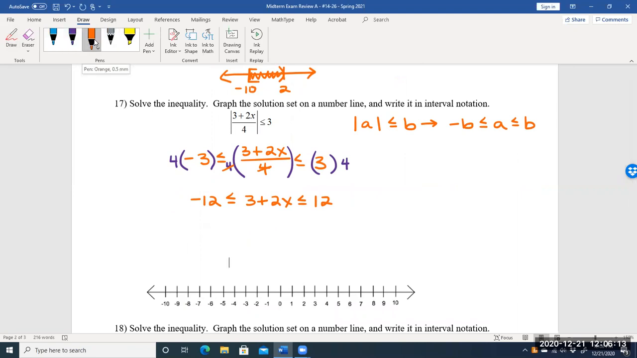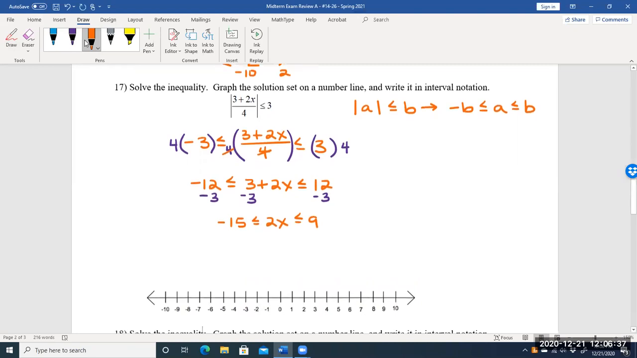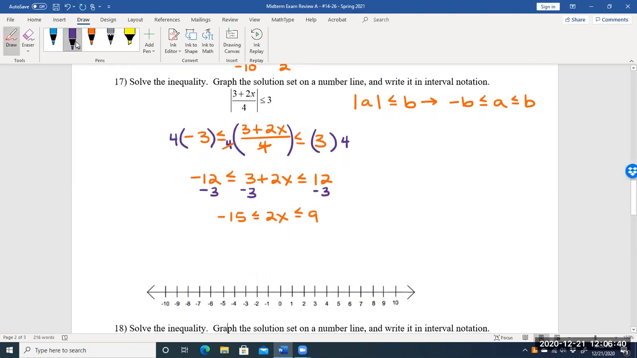All right, then we're going to subtract 3 from all three parts, and we'll have negative 15 is less than or equal to 2x, which is less than or equal to 9. And then finally, we're going to divide by 2, all 3 parts. We now have our x isolated in the middle. And so we have negative 15 over 2 is less than or equal to x, which is less than or equal to 9 over 2.